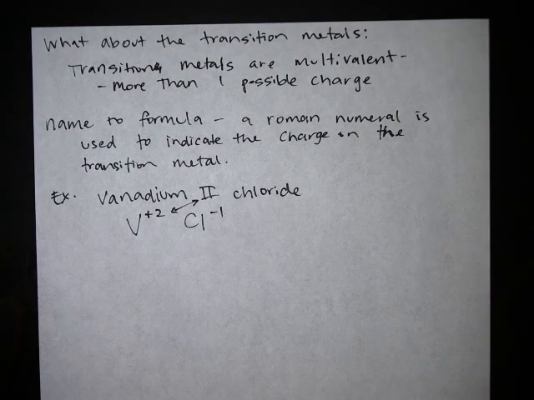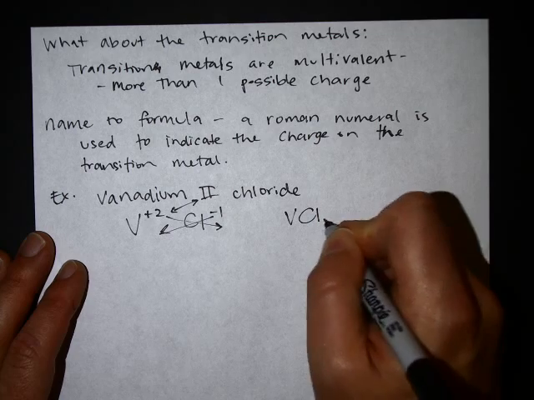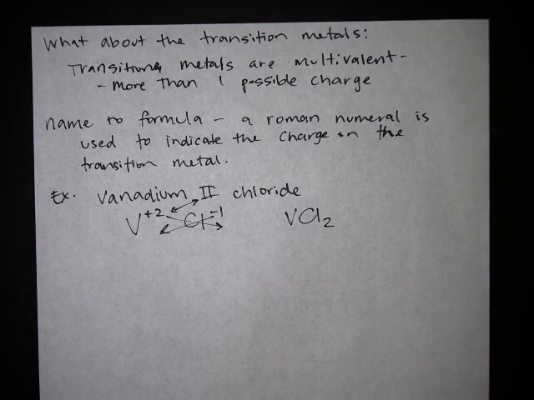Chlorine, we do know. You can look that up. It's a negative 1. It's not a transition metal, so we know it's charged all the time. Always negative 1. Then you crisscross. 2 goes there, 1 goes there, VCl2. That's it. Yes, sir? Are transition metals always positive? Yes. All the metals are always positive, so there will always be a positive Roman numeral. Good question.